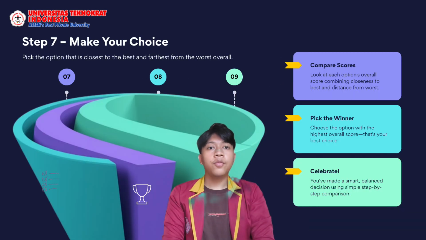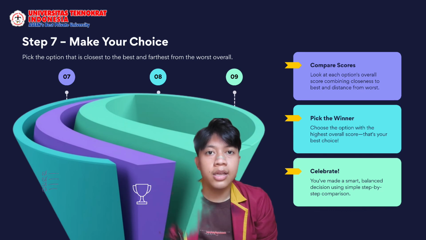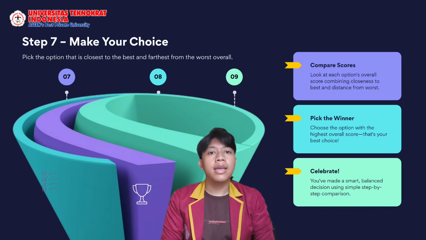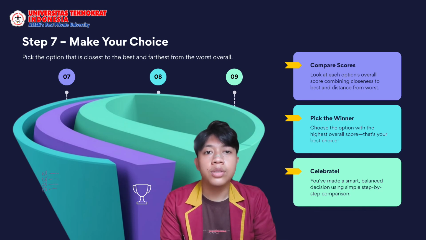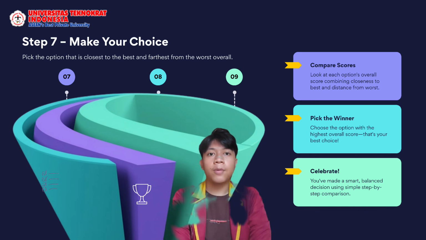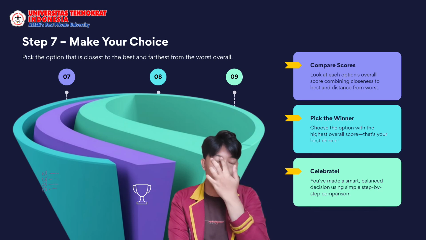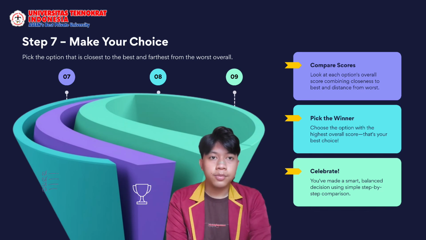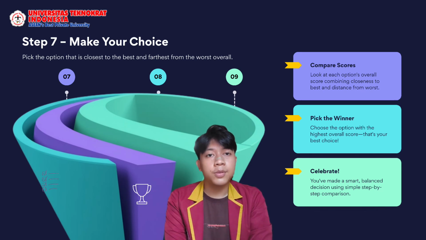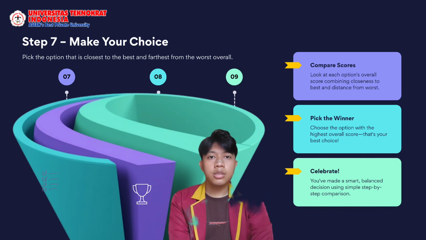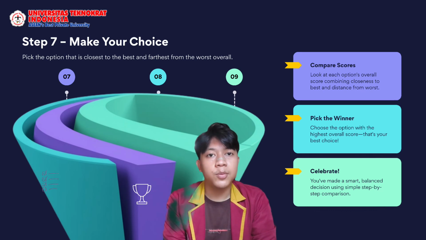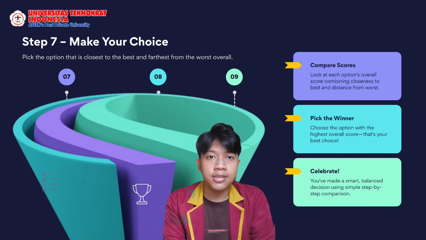In the final step, we compare the overall results. The smartphone with the highest score becomes the best option because it is closest to the ideal solution and furthest from the worst solution. For example, if phone B has the best balance between price, battery, and camera, then phone B becomes the recommended choice. This shows how TOPSIS helps people make smart and balanced decisions.